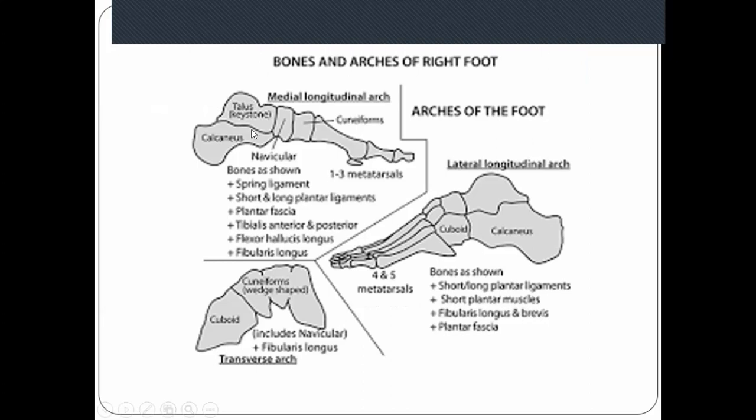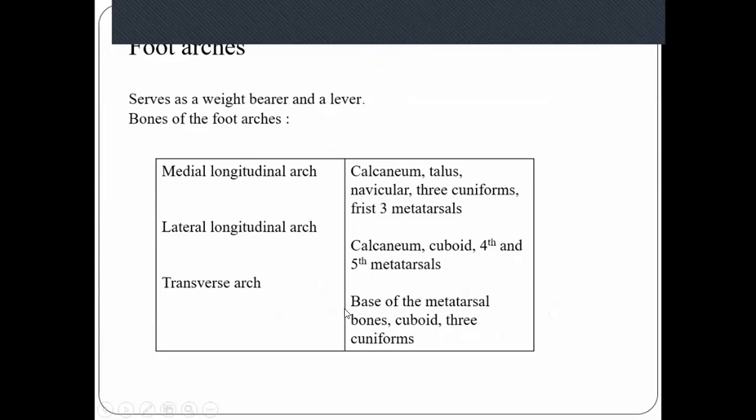The medial longitudinal arch is formed by the calcaneum, talus, navicular, three cuneiforms, and the first three metatarsals. The lateral one is formed by the calcaneus, cuboid, and the fourth and fifth metatarsals. The transverse one is formed by the cuboid and the three cuneiforms at the base of the metatarsal bones.